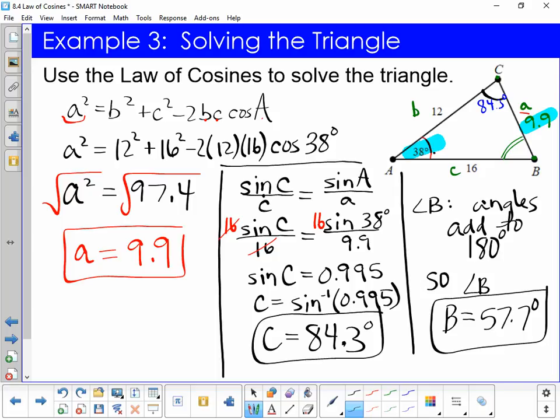And try to remember to put your degree symbols with your angles. 57.7 degrees. And we've finished. We have solved the triangle.